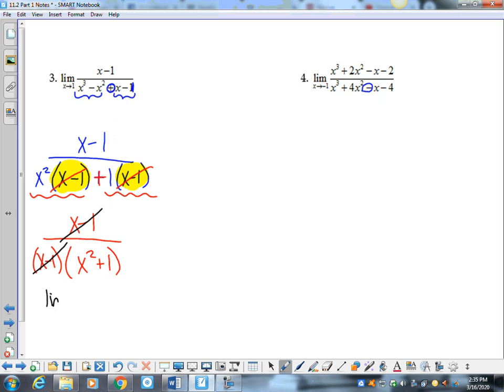So now I can reset my limit. Don't forget, the whole point of this thing was to be able to pull the trigger on a limit. So I have the limit as x approaches 1 of x squared plus 1. And this is totally fine for me to plug a 1 into. Gives me a 1/2.